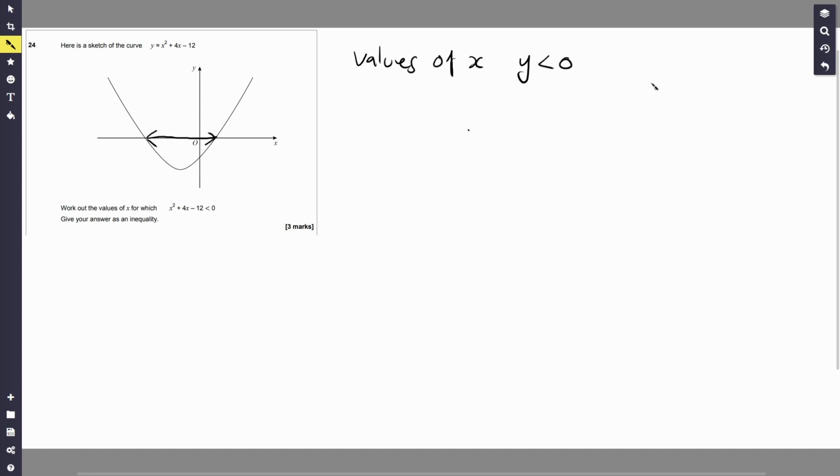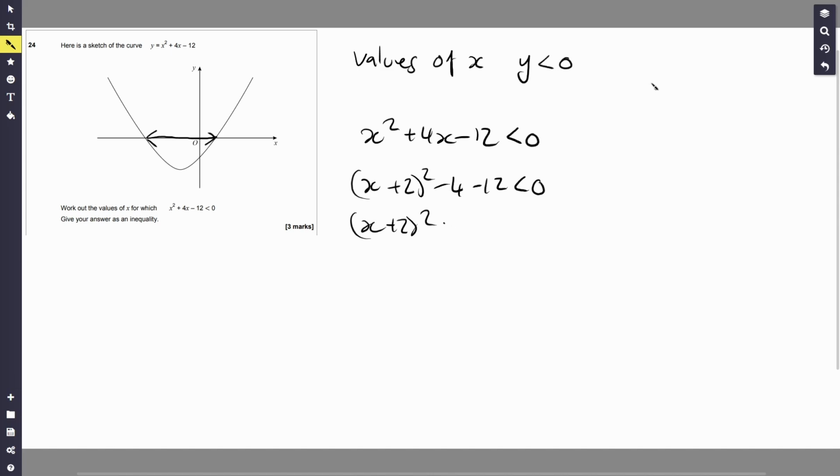Right. So let's do that. So we want to solve x squared plus 4x minus 12 is less than 0. We want all those values less than 0. And I'm going to complete the square here. Okay, we've done that. And now it's just a matter of solving this. Okay, so I've just brought all those over to that side.